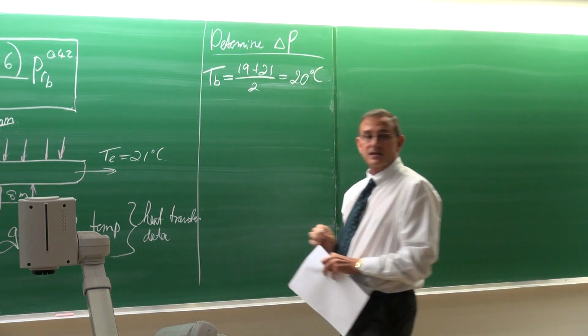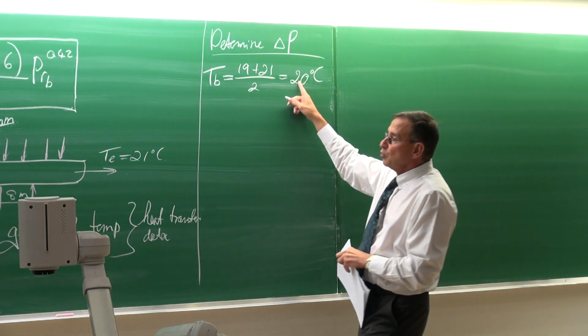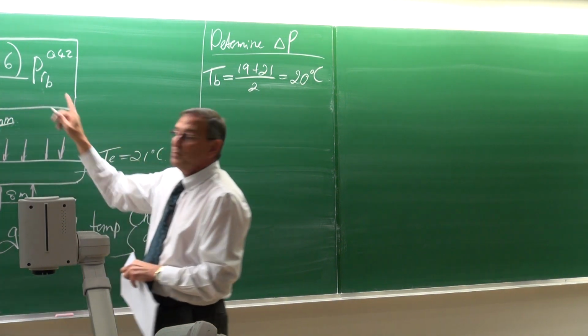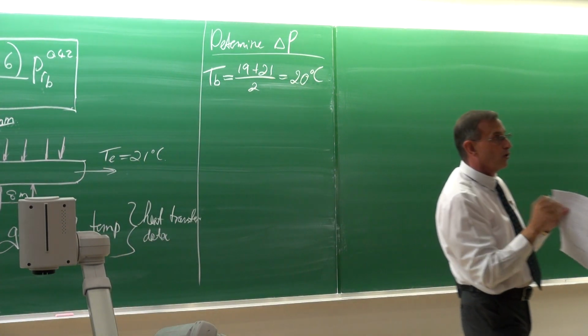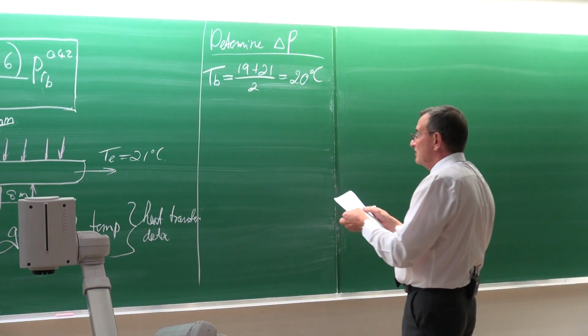Right. Now the bulk temperature would be the average of the inlet temperature and the outlet temperature, which is 20 degrees Celsius. That is the bulk temperature. Why is that important? It is important because here you can see we need the properties at that bulk temperature. So at that temperature, we need the viscosities, the Cp values, and the k values, etc.